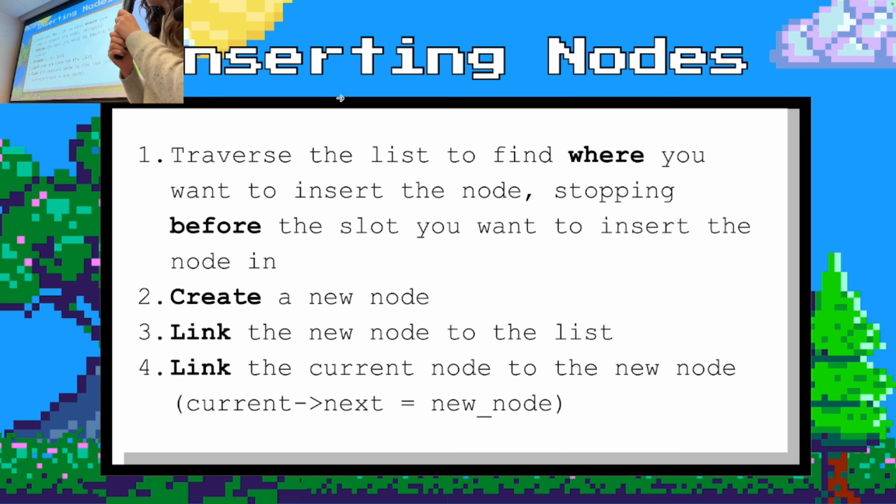All right, so there's a couple of things that we need to be able to do with linked lists, and one of them is we want to be able to insert a node. So the general steps is you traverse the list to where you want to insert the node, and then you stop before the slot in which you want to insert the node.